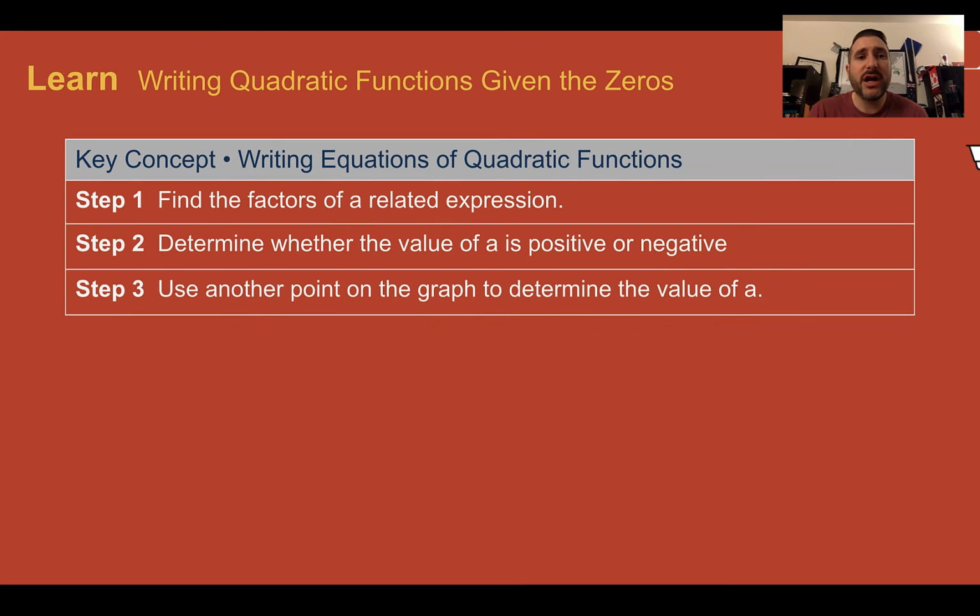Let's learn writing quadratic functions given the zeros. So our key concept here, writing equations of quadratic functions. Our first step, we're going to find the factors of the related expression. Then we're going to determine if the a value is positive or negative. And then finally, use another point on the graph to determine the value of a. If the vertex or the y-intercept are easy to find, we should probably use one of those.